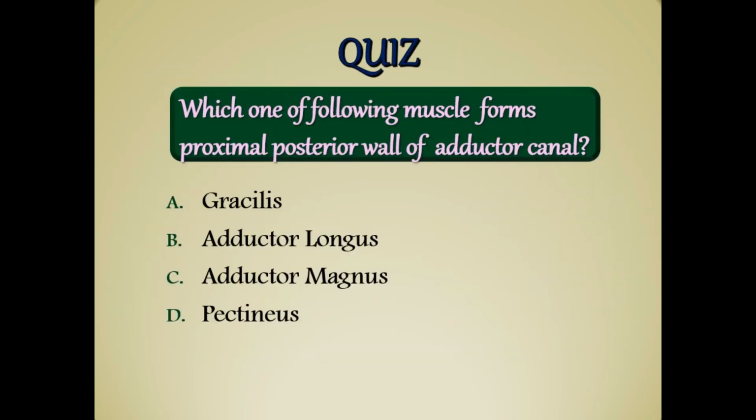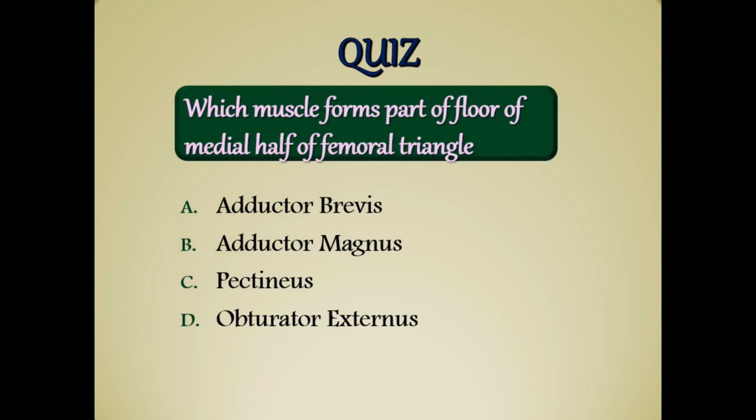Quiz: which one of the following muscles forms the proximal posterior wall of the adductor canal? I was repeating this again and again, now I will not tell you, you just have to assess yourself. So which one of the following muscles forms the proximal posterior wall of the adductor canal? Is it the gracilis, adductor longus, adductor magnus, or pectineus? Now you have to answer and assess yourself.